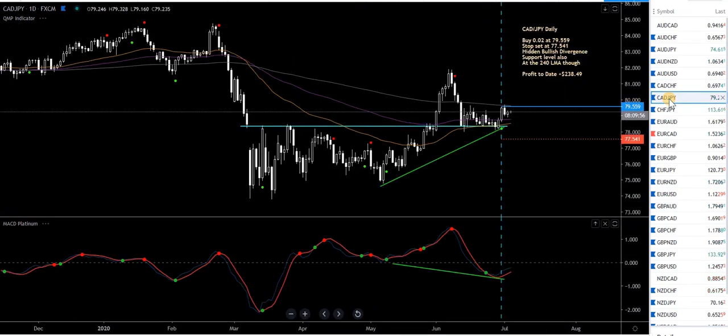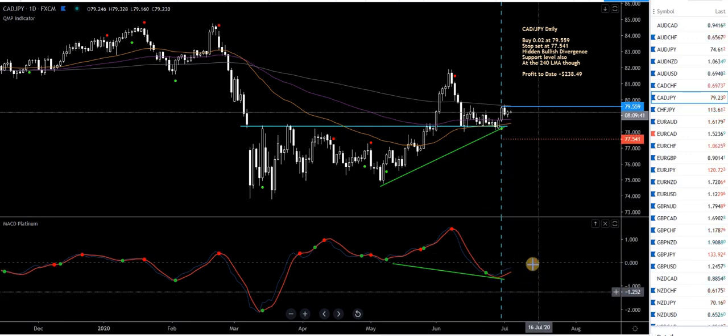CAD Yen. In a buy trade here a few days ago, there's sort of this big support/resistance. It was resistance, and it's broken through, come back as support now. Took a buy up here, stop in place there, MACD's below the 0 level.